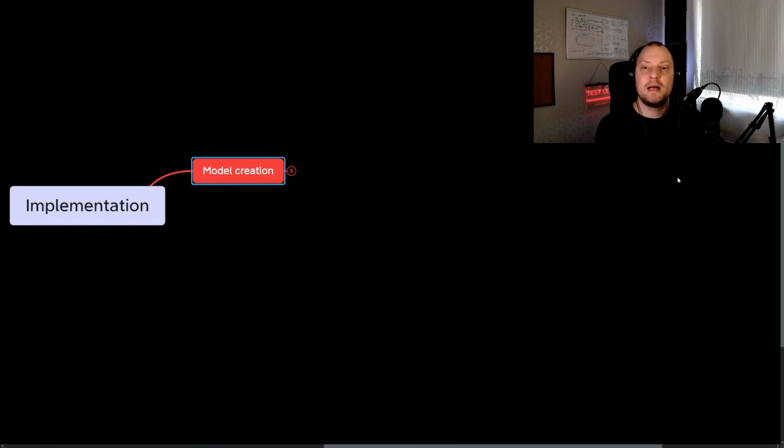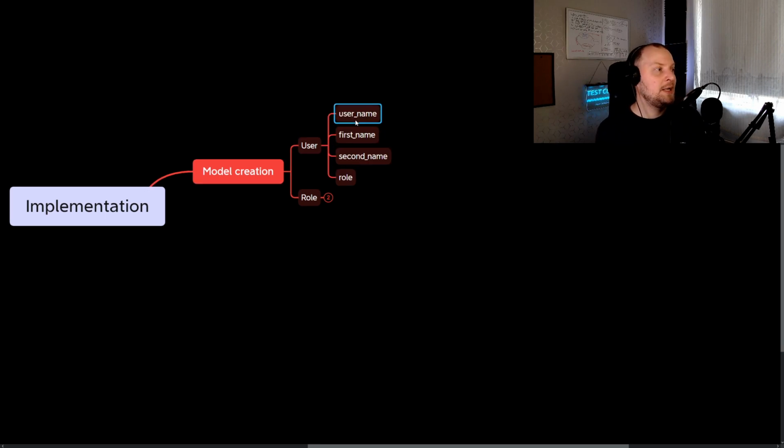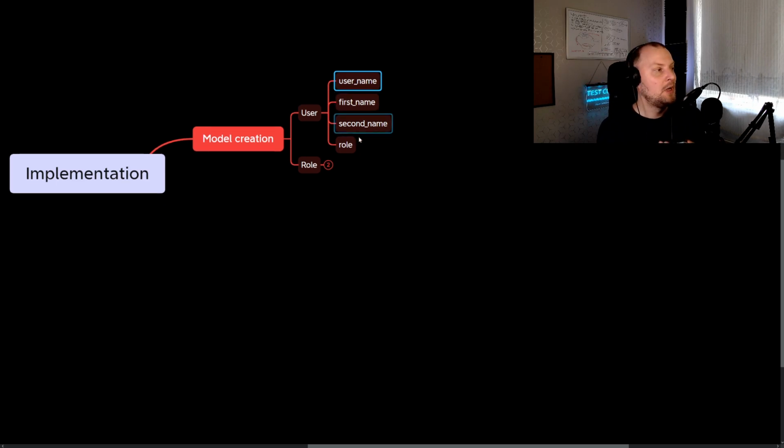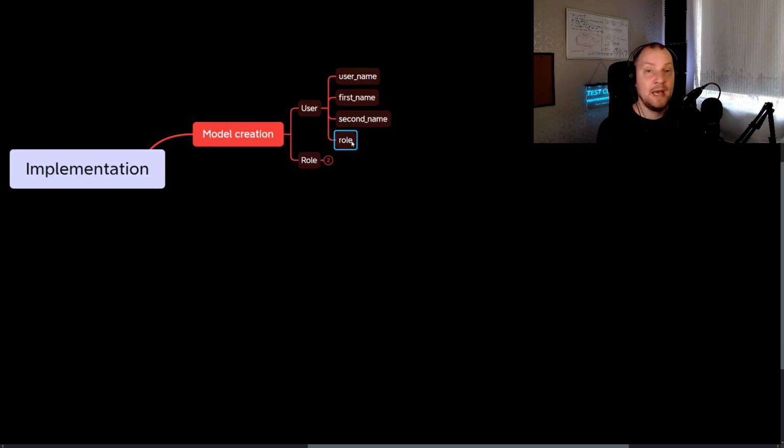And let's start our implementation by creating a model. So we are going to create some kind of an entity. So what data can this entity have? And I think that the first entity that we're going to create is obviously a user, and it can have, for example, a username, first name, second name, and a role.